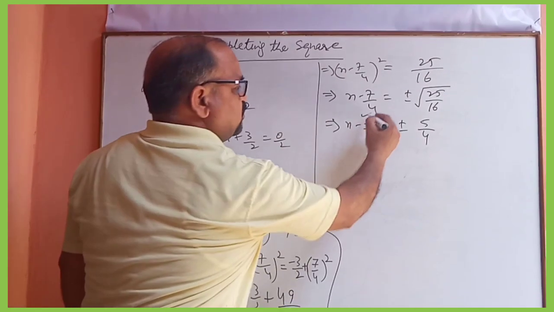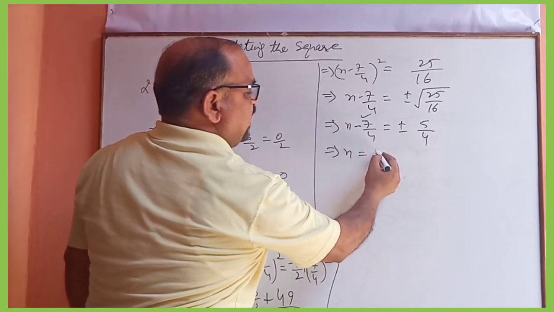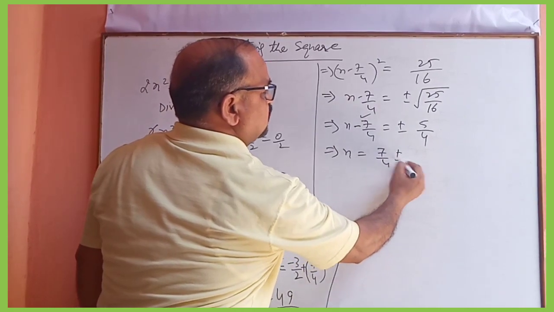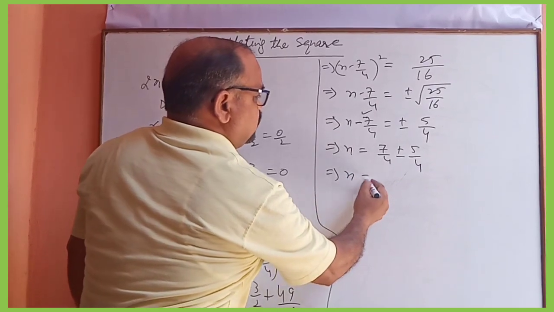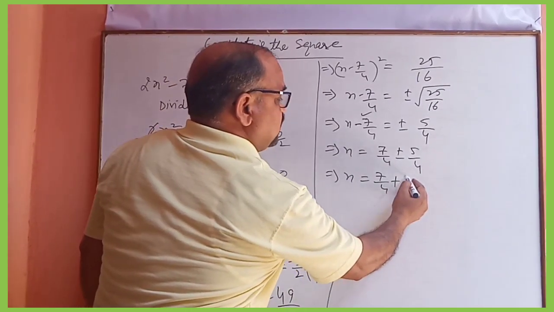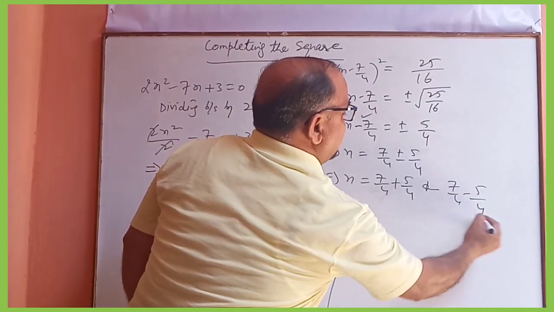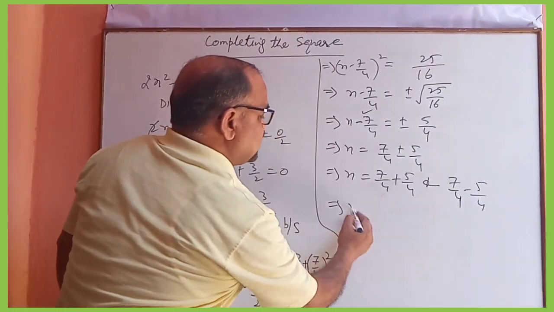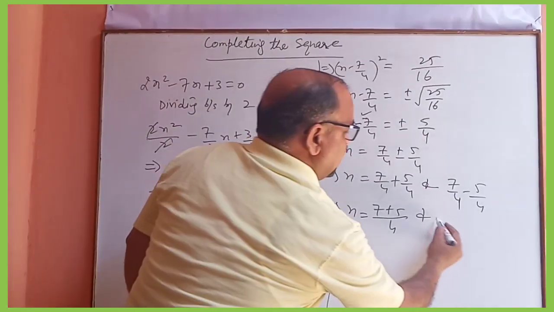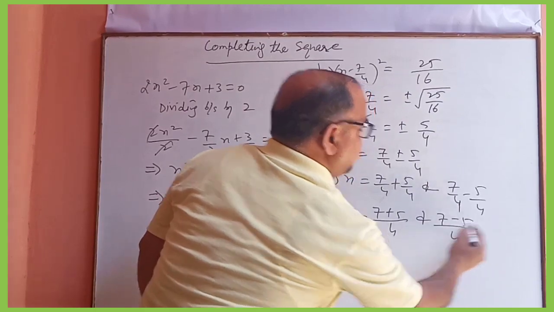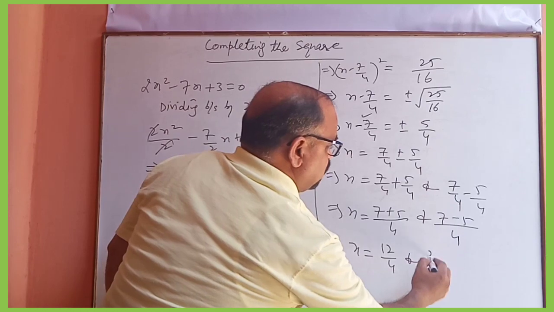Now transpose this term, constant term, towards right side. X is equal to, this sign is negative, here it will become positive. Okay, so 7 upon 4 plus 5 upon 4 and 7 upon 4 minus 5 upon 4. So what do you get here? X is equal to LCM is 4, 7 plus 5 and again LCM is 4, 7 minus 5. After solving, x is equal to 12 upon 4 and 2 upon 4.